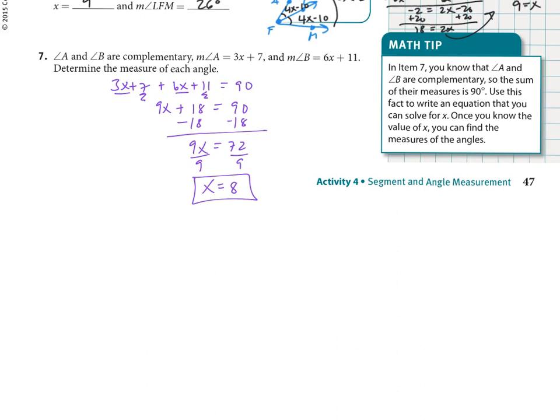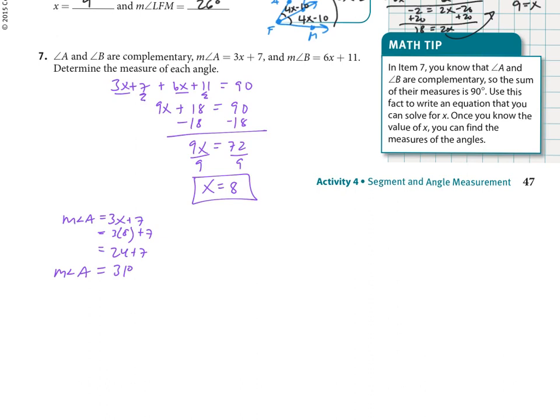Now we have to determine the measure of each angle from there. So we know the measure of angle A is going to be 3x plus 7. We can go ahead and plug in 8 for that x, do a little bit of math, so we get 24 plus 7. When we do 24 plus 7, we end up getting 31. So that's the measure of angle A.